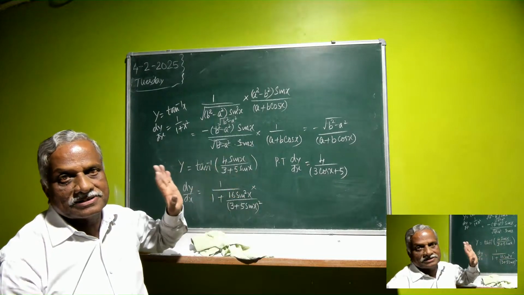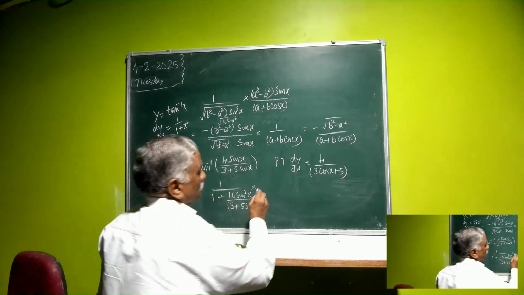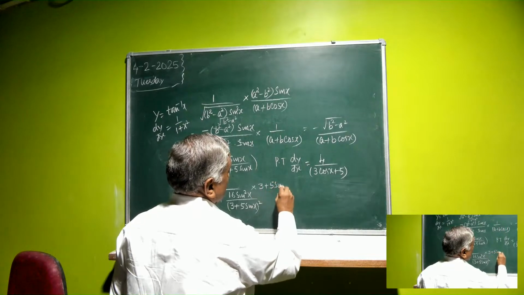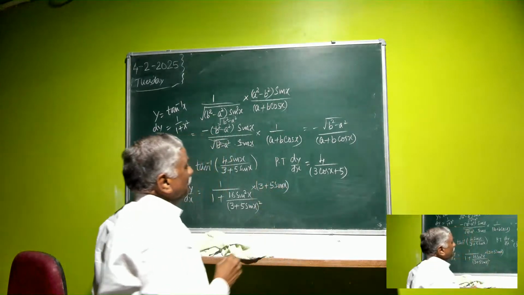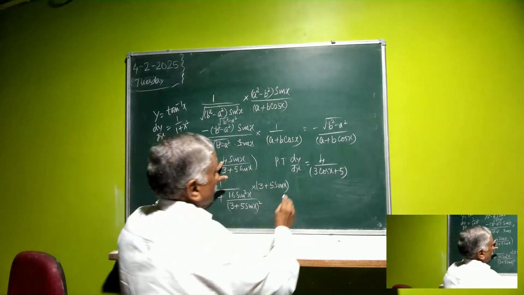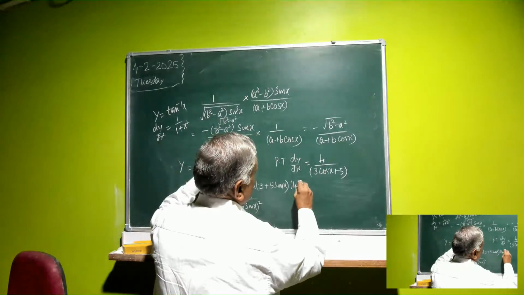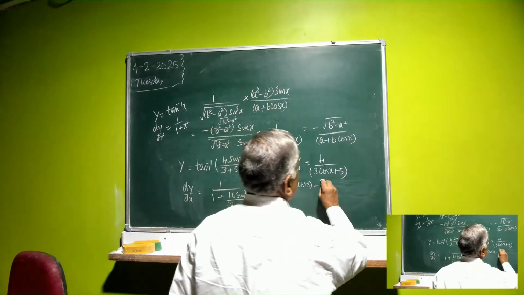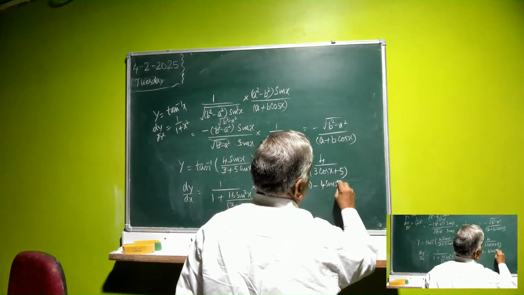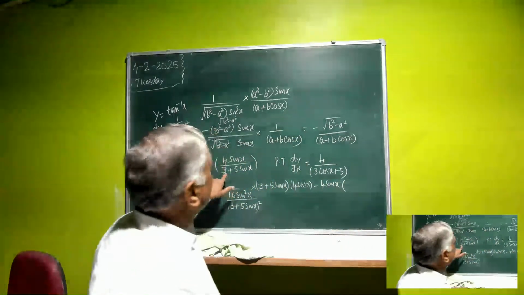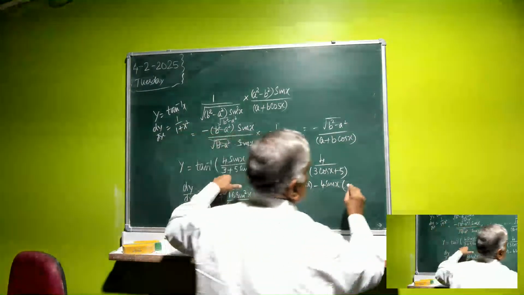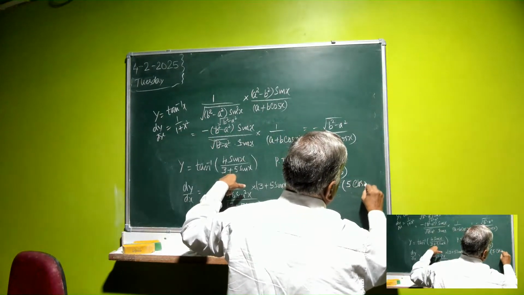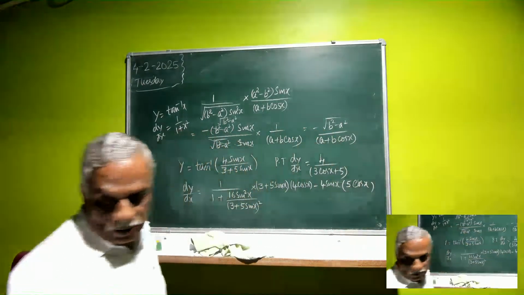You need to differentiate this quotient. So keep the denominator 3 plus 5 sin x, differentiate the numerator, that is 4 cos x. Keep the numerator as it is, differentiate the denominator. 3 is constant, and this is 5 cos x, because sin x differentiated is cos x.